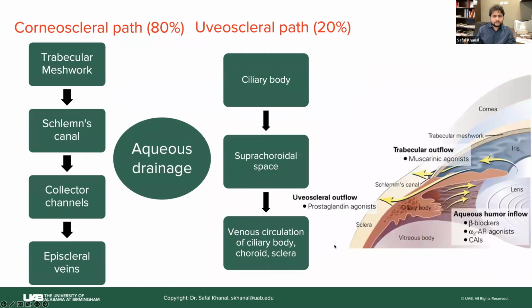Now, there are two pathways for the drainage of aqueous humor. One is the most significant one. 80% of the drainage occurs through the corneoscleral path: trabecular meshwork, Schlemm's canal, collector channels, and then the episcleral veins. So posterior chamber to anterior chamber, then trabecular meshwork, and out from the eye. The other is the uveoscleral path, in which the aqueous humor, when it reaches the anterior chamber, drains through the ciliary body and then the suprachoroidal space, and then to the venous circulation.